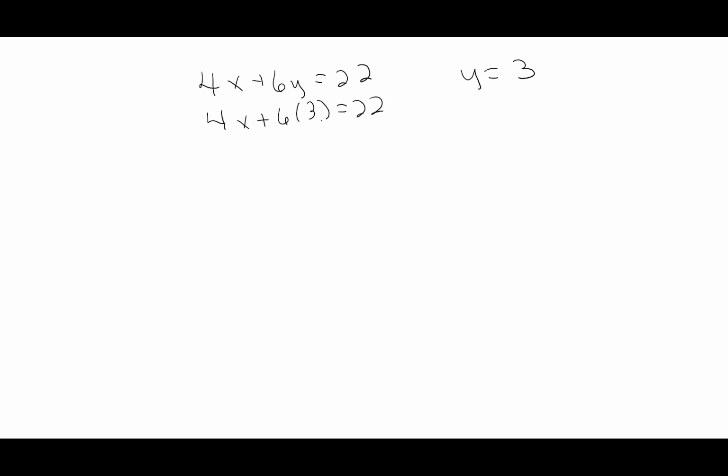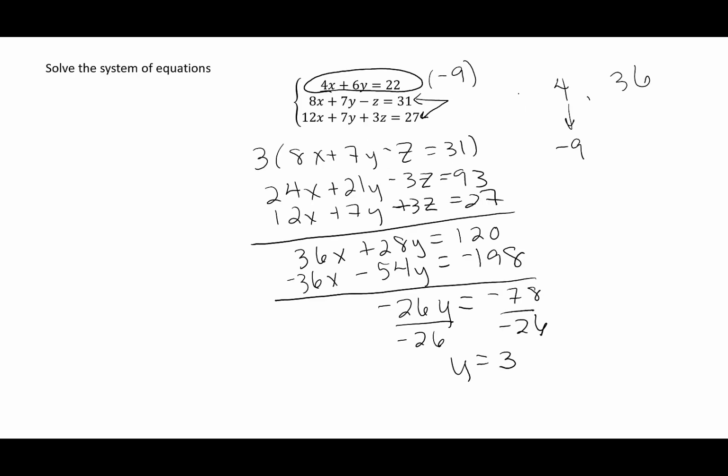So I have 4x plus 6 times 3 is 22. 4x plus 18 is 22. That says 4x is 4, so x is 1. So let's grab one more equation.